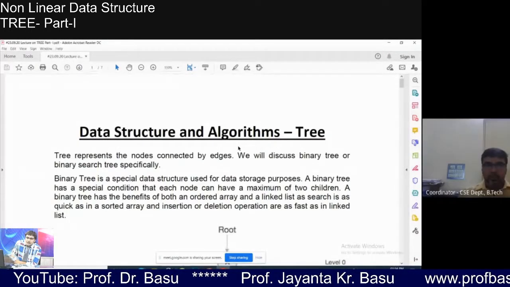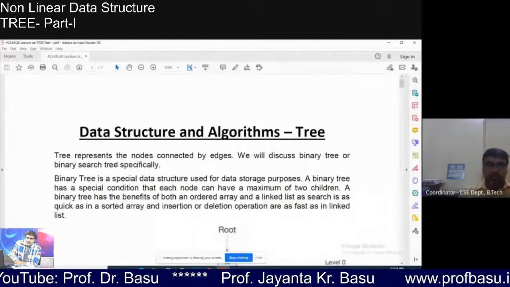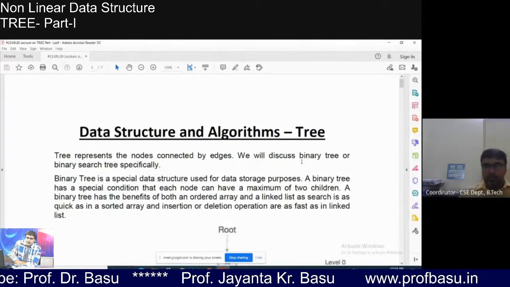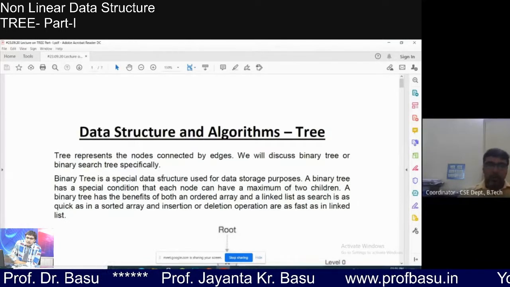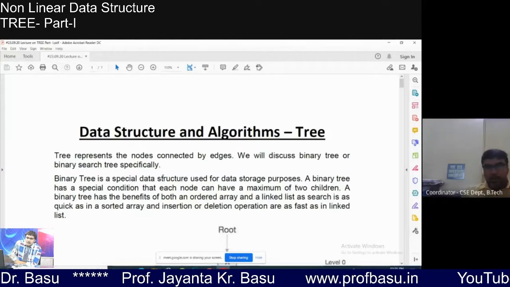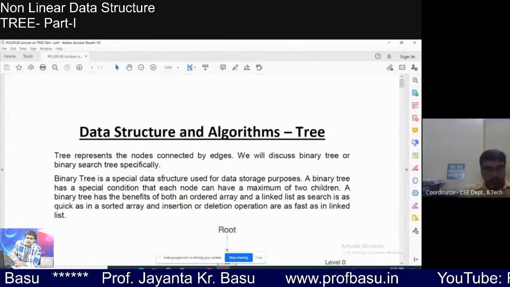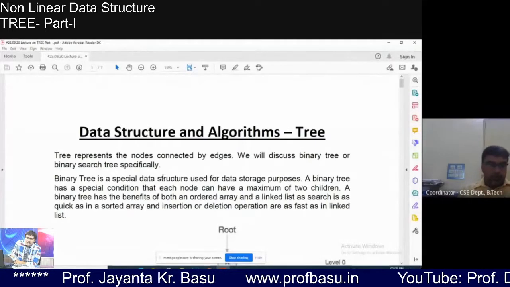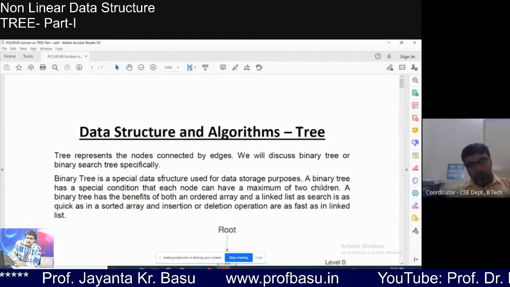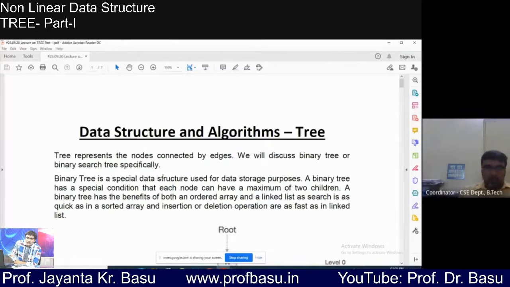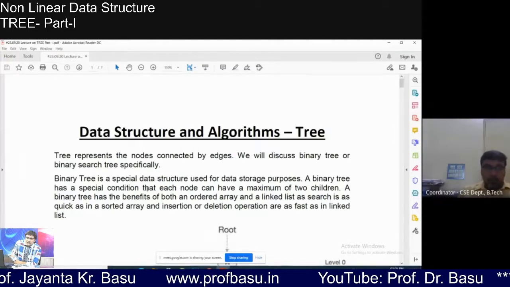The topic is data structure algorithm tree. Tree represents nodes connected by edges. We will discuss binary tree. Mainly, in this subject we will study the binary tree and general tree. Today, I will give you a brief discussion of what we mean by the tree, this binary tree or general tree.